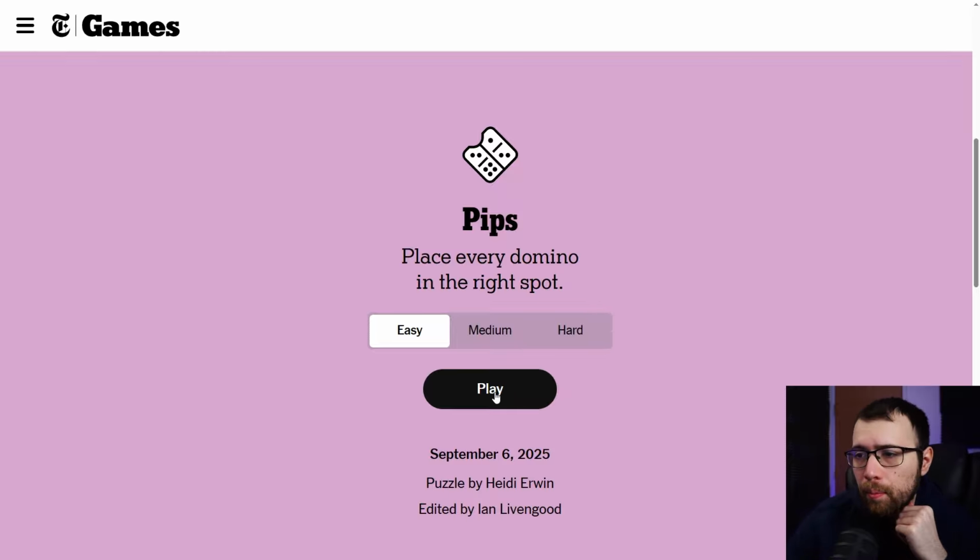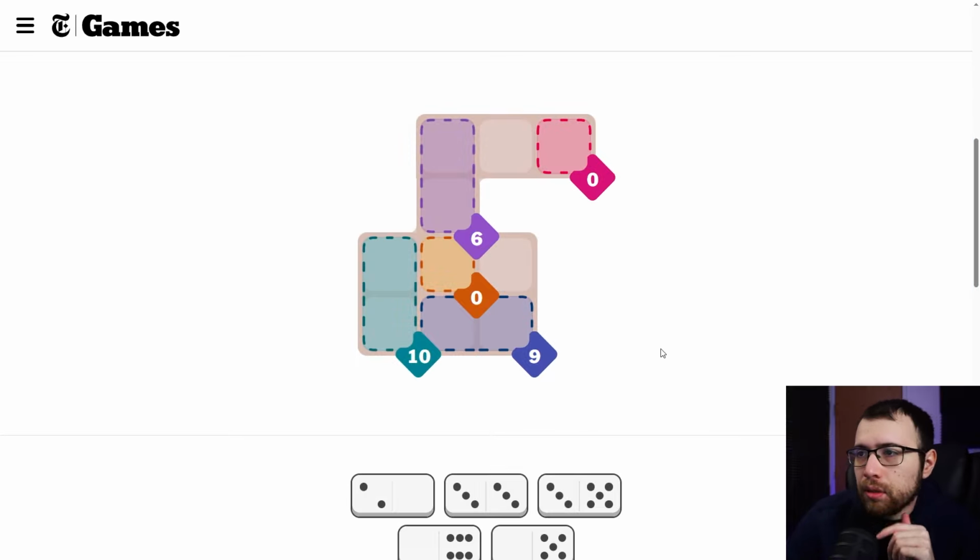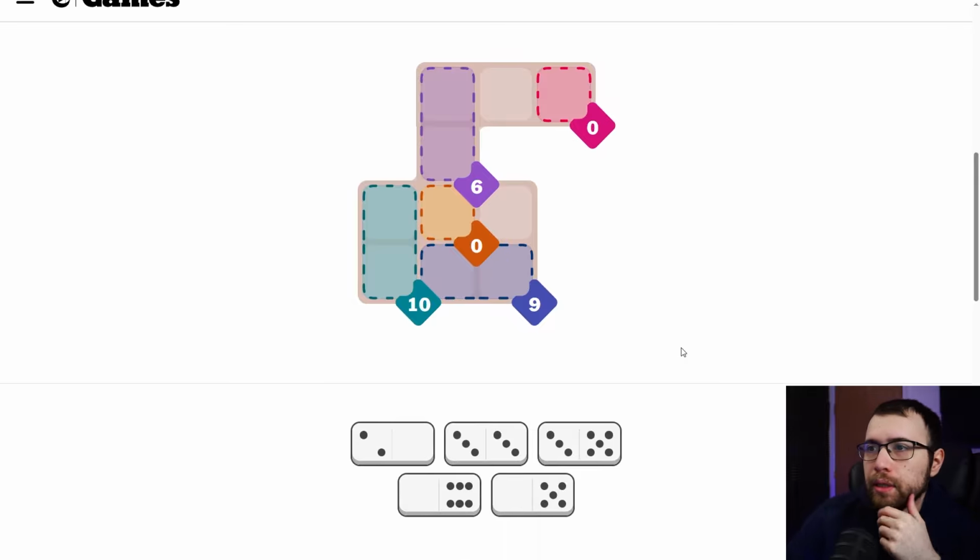Here we go. Warm up. It is the easy puzzle. See how I do on this one. Shouldn't be too hard. So we got to put a 0 into this one. Let's see. These ones add up to 10. These ones add up to 9. There's another 0 down here. Okay, so we have some big sums here.